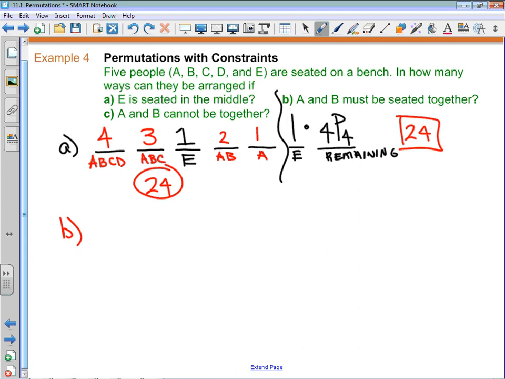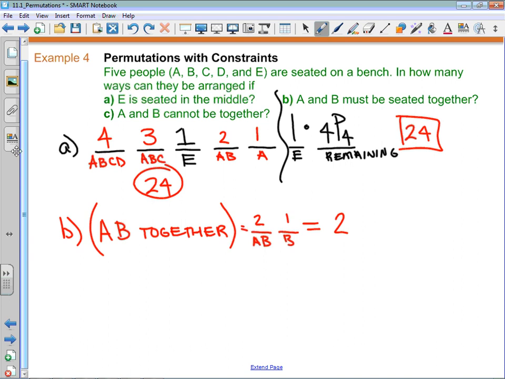For part B, it says that A and B must be seated together. So the number of ways of A and B together, the number of ways that can happen is 2. And if you picture that as 2 different spots, I have 2 options, A or B, and then I have 1 option, and I'll just put maybe B remains there. So the number of ways that A and B can be together is equal to 2.